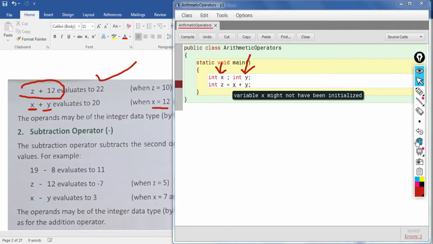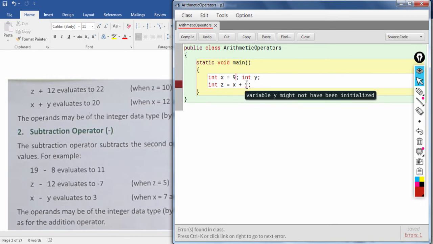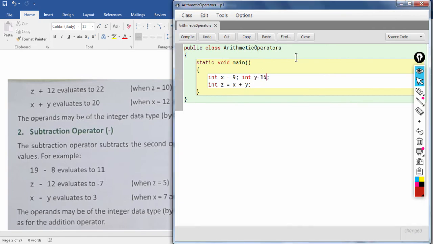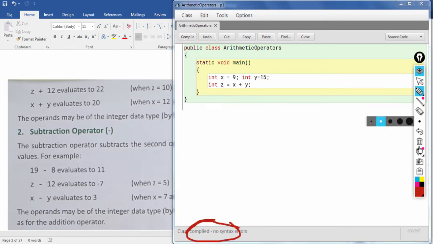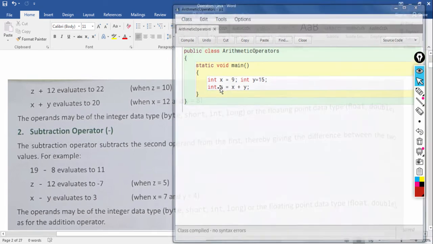Okay, so let's fix this. Let's say int x is equal to 9. Now if I compile, we'll have an error that variable y might not have been initialized. So y must also be given some value, and now we are fine. See, the class is compiled with no errors. So that is how it works. A variable should have been assigned some literal before it can be used in an expression.